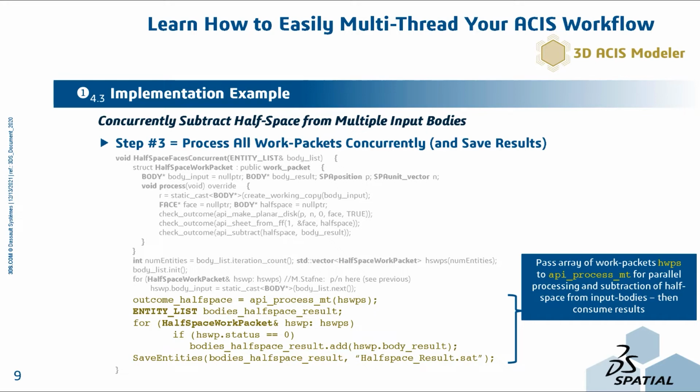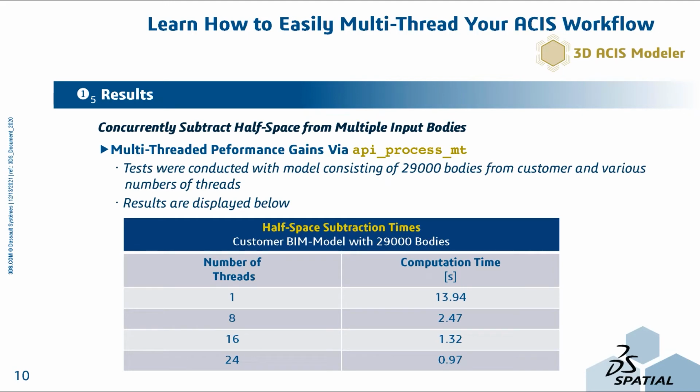The whole purpose of multi-threading is to increase performance. So how does the new interface actually perform in the context of our half-space example? Consider a BIM model with 29,000 bodies and the subtraction of a half-space with different numbers of threads. The performance results in terms of computation times are shown in the table shown here and range from almost 14 seconds for one thread to just under 1 second for 24 threads. Similar performance gains can be expected from other ACIS-centric examples.